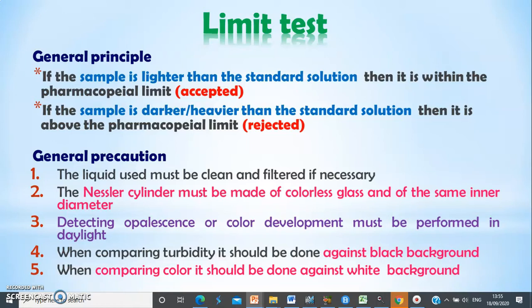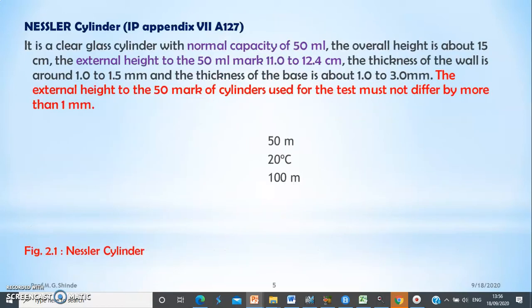First, the liquid used must be clean and filtered if necessary. Generally, we are using distilled water here. Second, the Nessler cylinder must be made up of colorless glass and of the same inner diameter. Detecting opalescence or color development must be performed in daylight. When comparing turbidity, it should be done against a black background, while when we are comparing color, it should be done against a white background. So these general precautions we have to take into consideration.